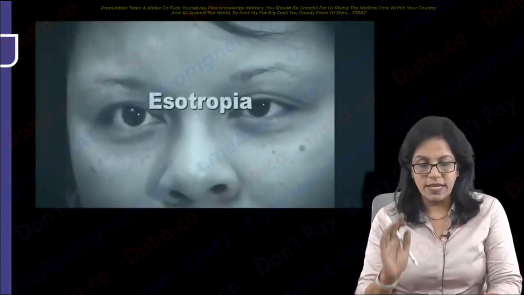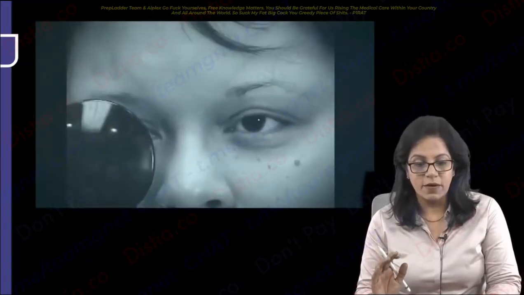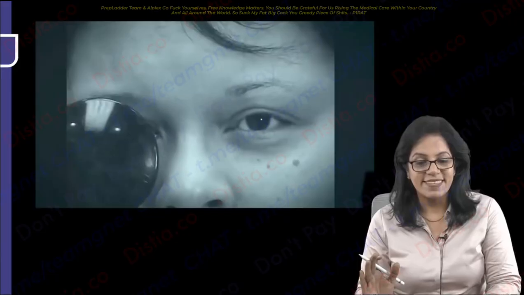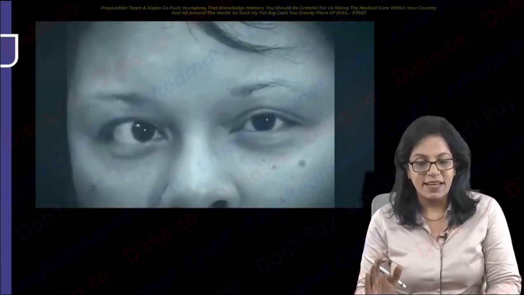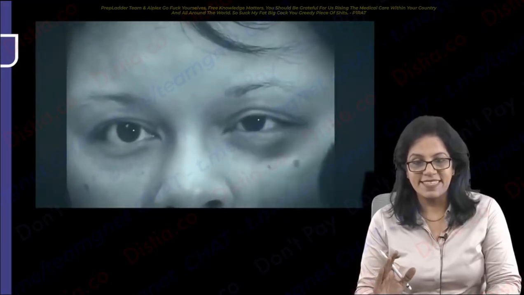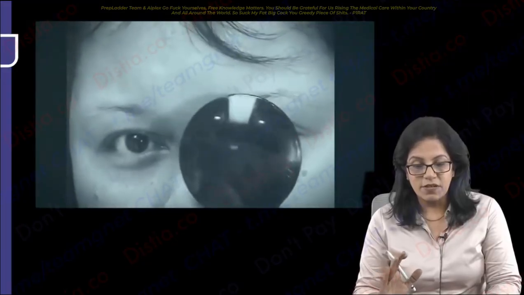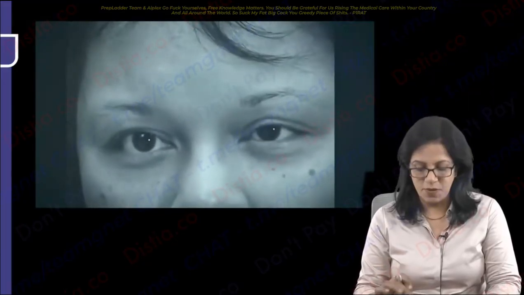Can we see that the left eye is esotropic? The eye is in. Now I cover this eye. The eye goes out, correct? And can you see the secondary deviation in the right eye? If I cover the squinted eye, nothing happens to the normal eye.